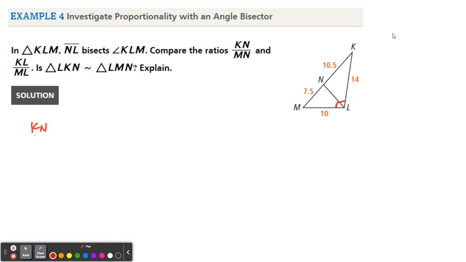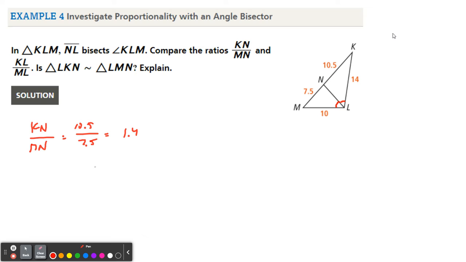So what is KN over MN? So KN is 10.5 over MN, which is 7.5. And I would just use my calculator to divide them, and I got 1.4. Okay, I think that's nice and even. 10.5 divided by 7.5. Yeah, 1.4.